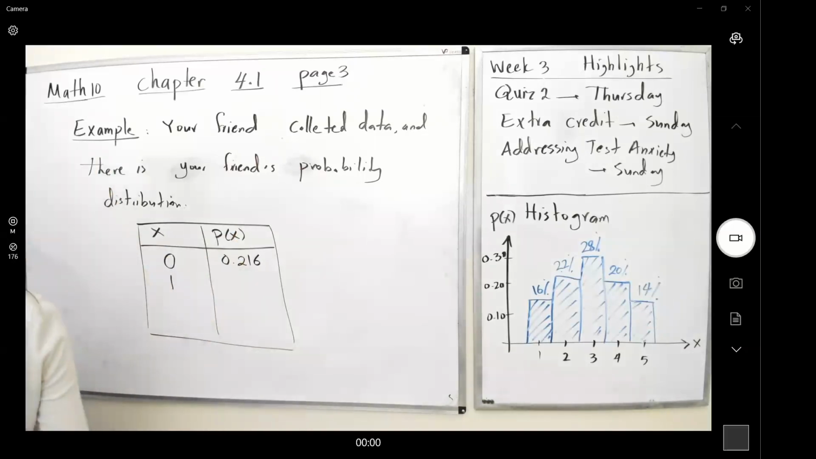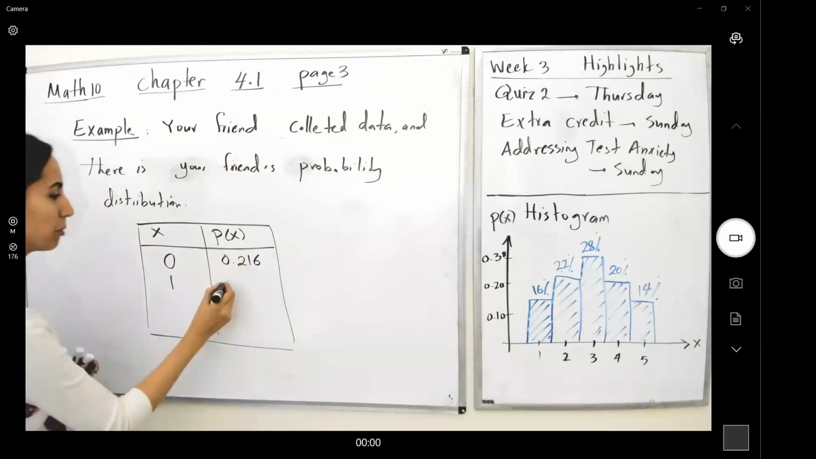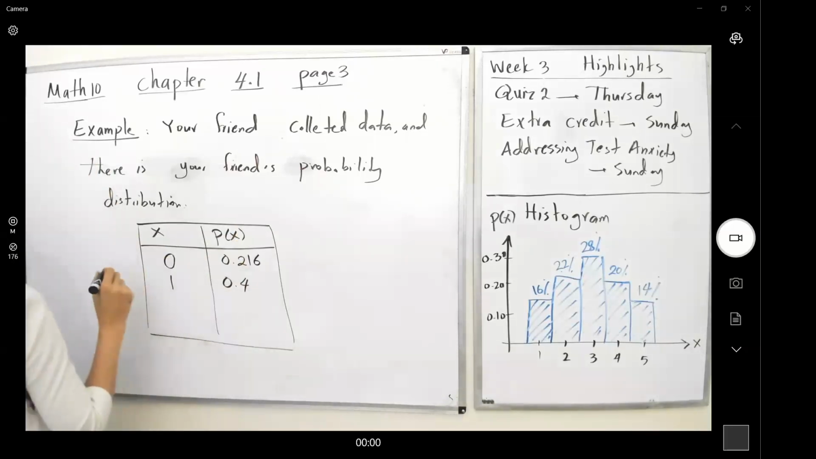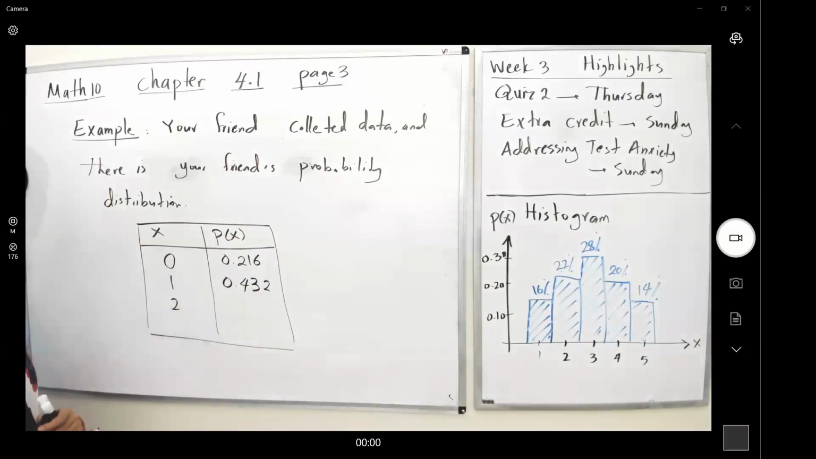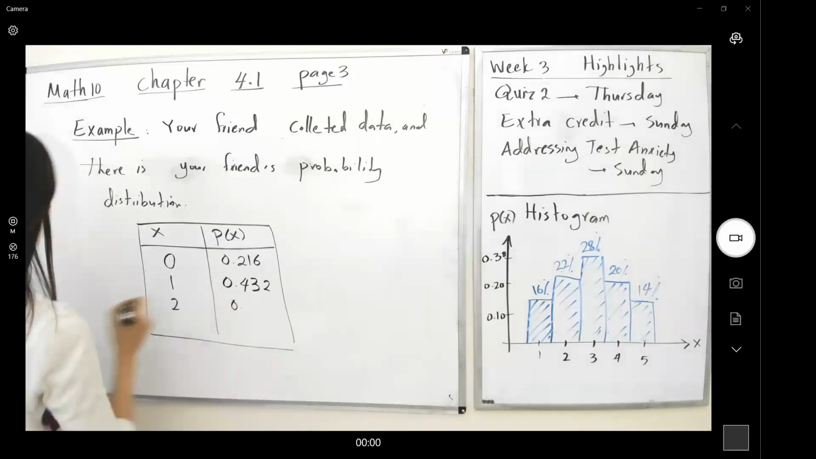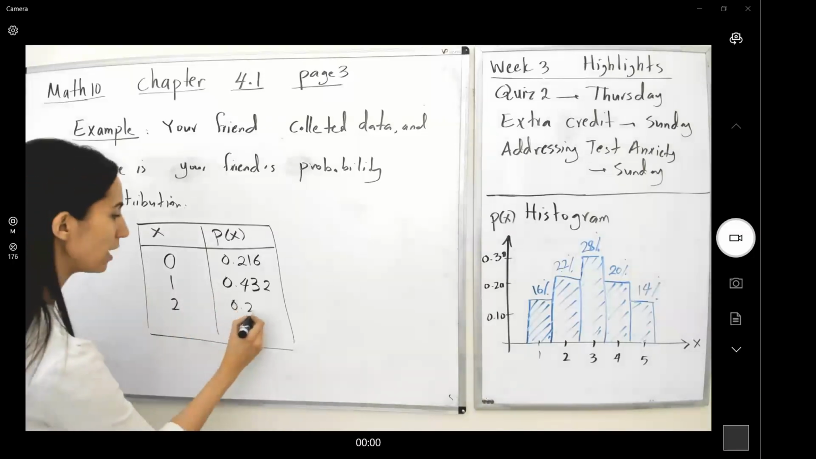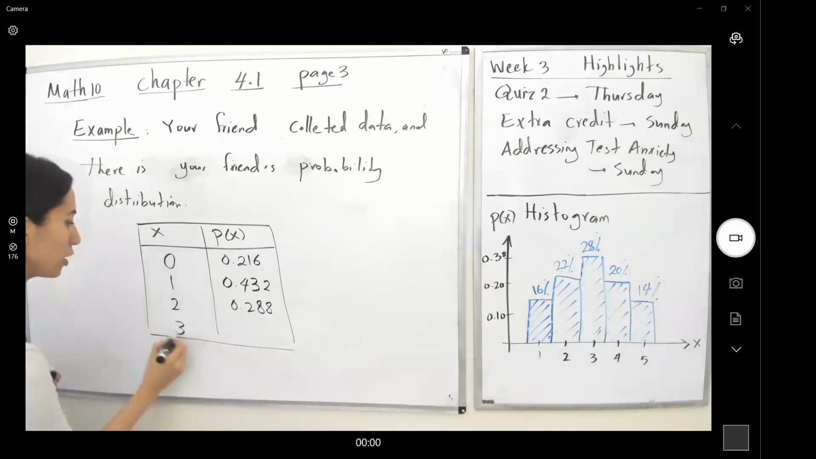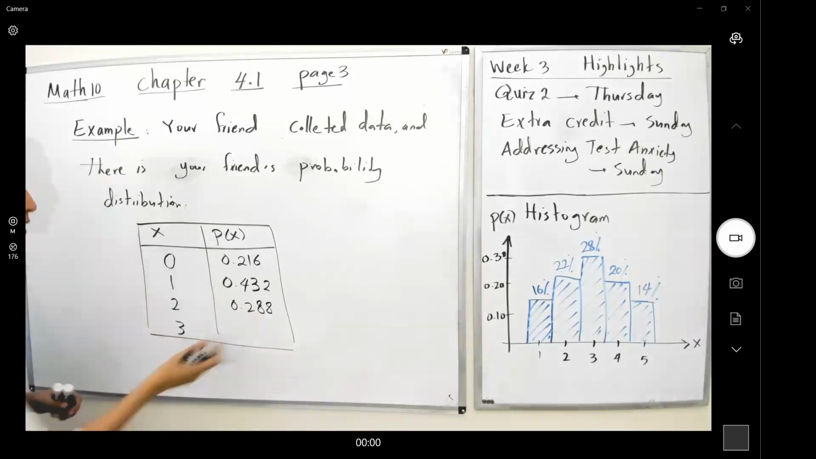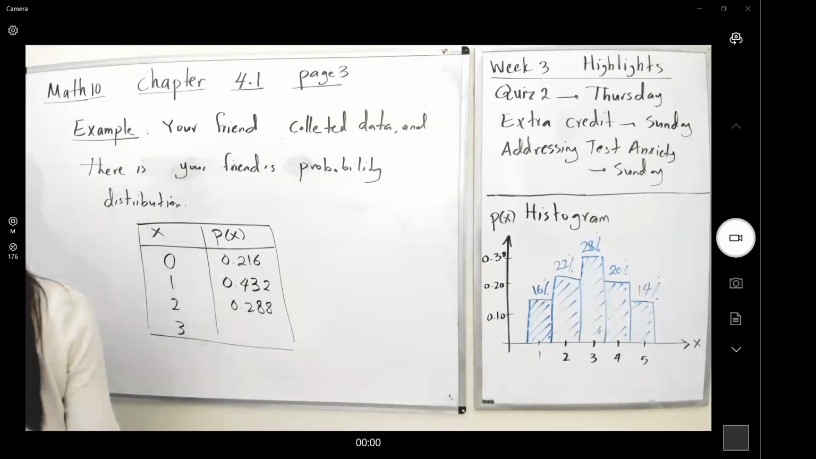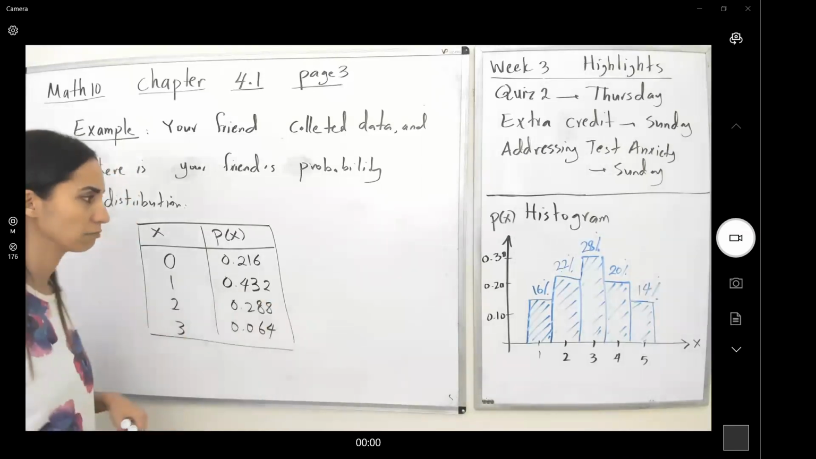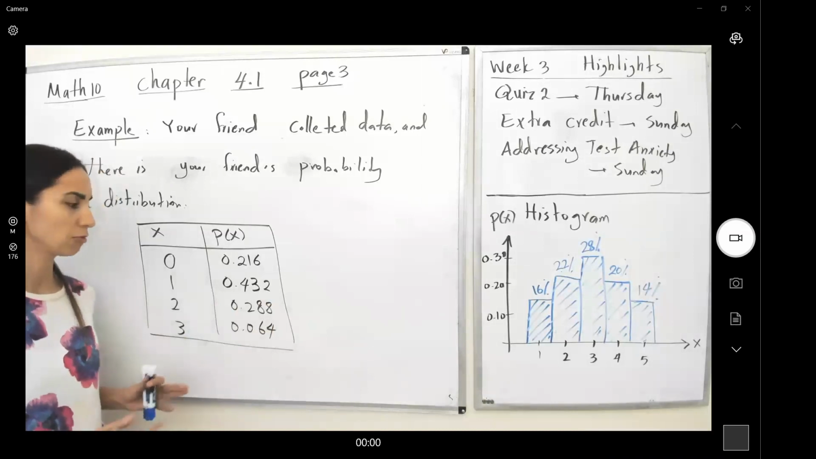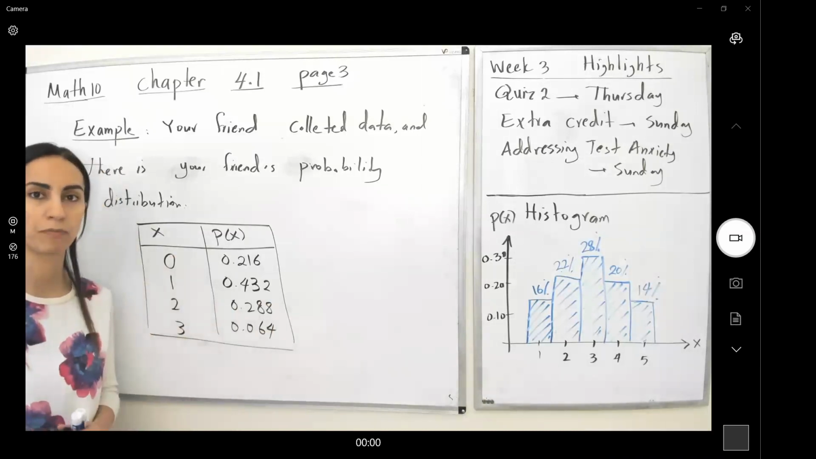X is equal to 1. The probability is 0.432. X is equal to 2, and the probability of x being 2 is 0.288. And finally, for x equals 3, your friend says the probability is 0.064. Okay, what do you think about this table?